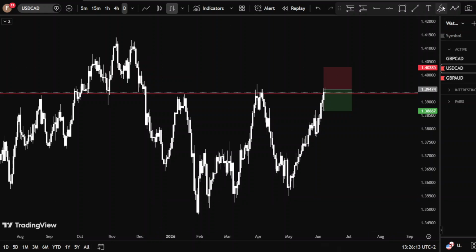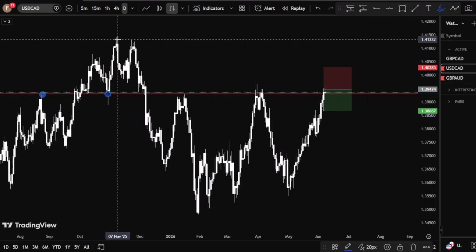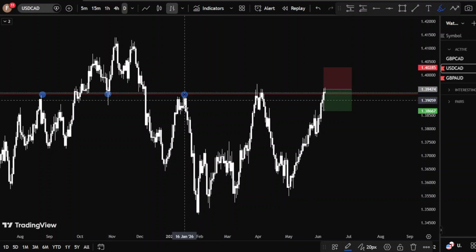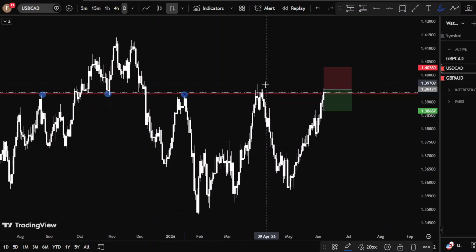Same thing as the GBP CAD. Price comes into the zone. Here it acts as support on the other side or to the upside. Here resistance very strong. Here again very strong.